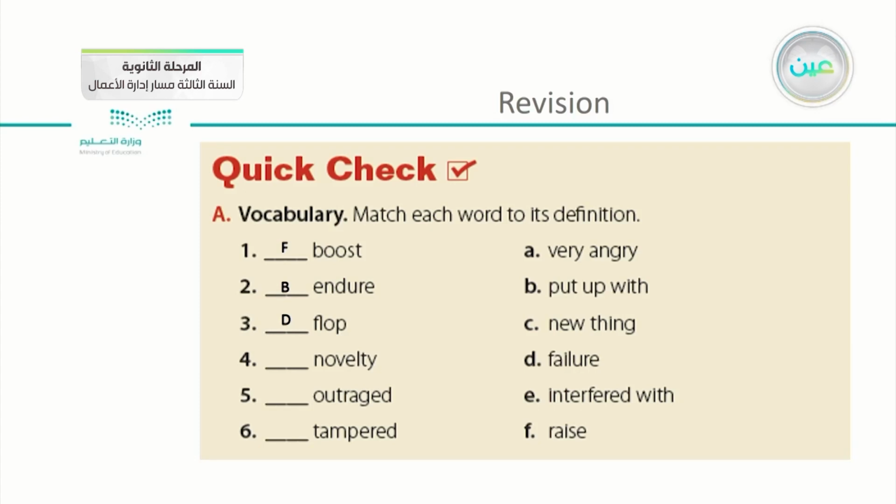Number 4, novelty is C, a new thing. Number 5, outraged is very angry. Letter A, very angry. And the last one, number 6, tampered is E, which is interfered with something.